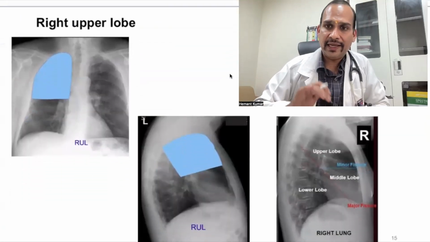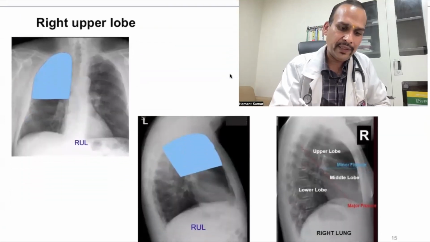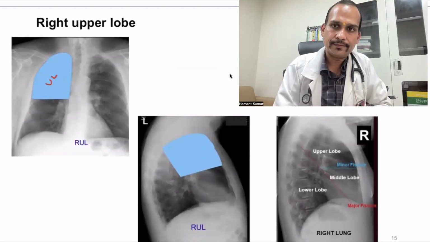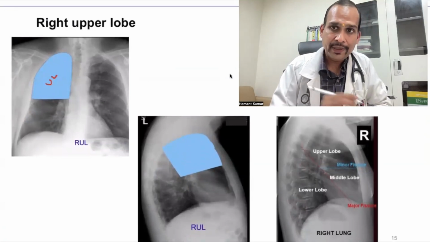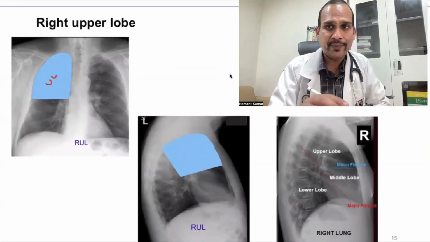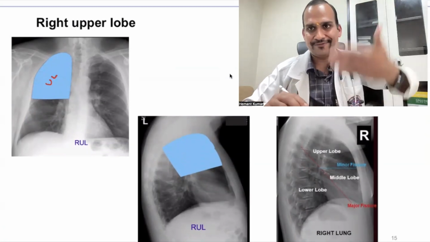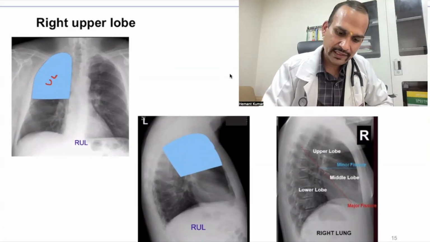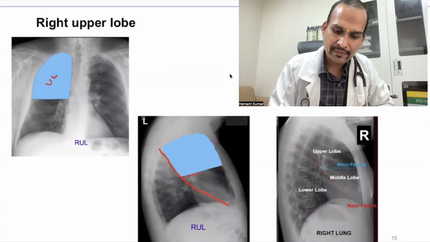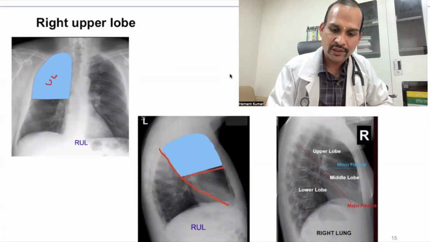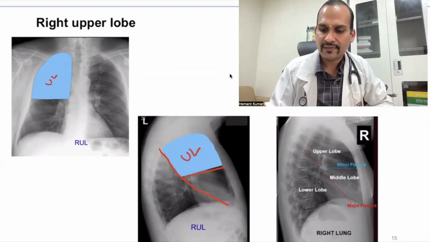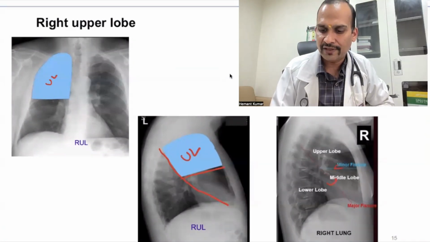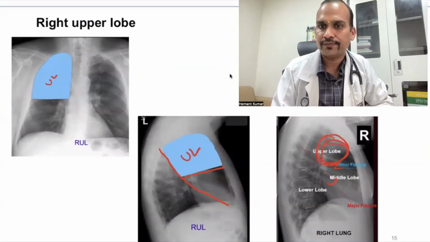If you see the X-ray PA view, the upper area is the upper lobe. But you cannot say definitely because this is a 2D structure. Then we have to get a lateral X-ray done. In the lateral X-ray, see, this is the major fissure. This is the minor fissure. So this is the upper lobe. See, minor fissure, major fissure. So this area is the upper lobe.